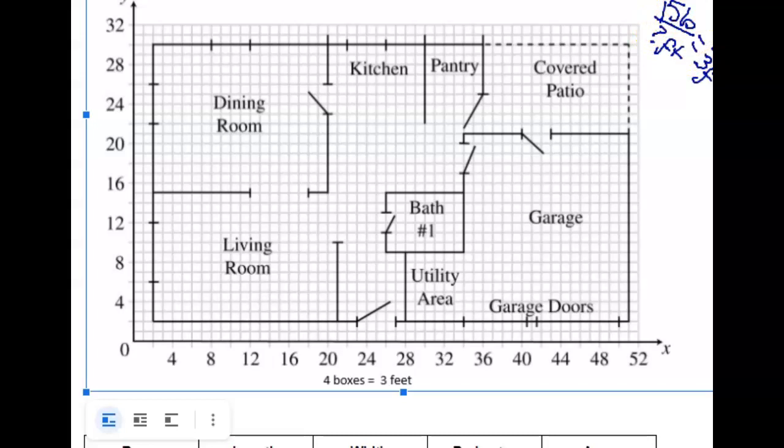Solving my proportion then, remember that you cross multiply. 15 times 3. Multiply the 2 that are diagonal from each other and divide by the extra one. So 15 times 3 divided by 4 is going to give me 11.25.